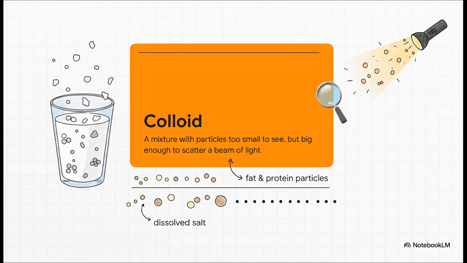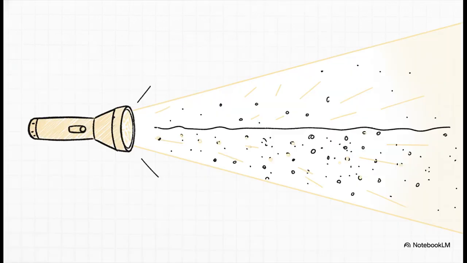This is where we meet a new friend, the colloid. Milk is the perfect example. The little clumps of fat and protein are way too small for you to see with your eyes, but they're much, much bigger than a single dissolved salt particle. And that size difference is everything. And this amazing light scattering trick has a name. It's called the Tyndall effect. It's our secret weapon for telling the difference between a colloid and a true solution.